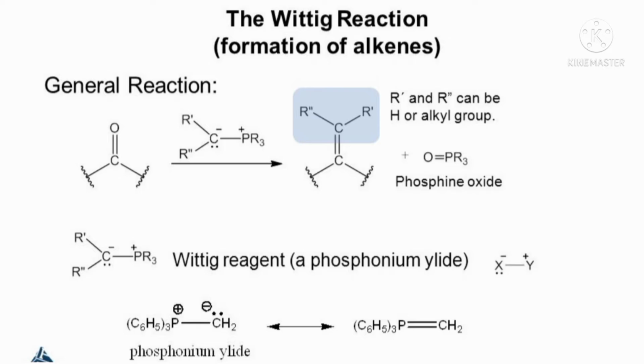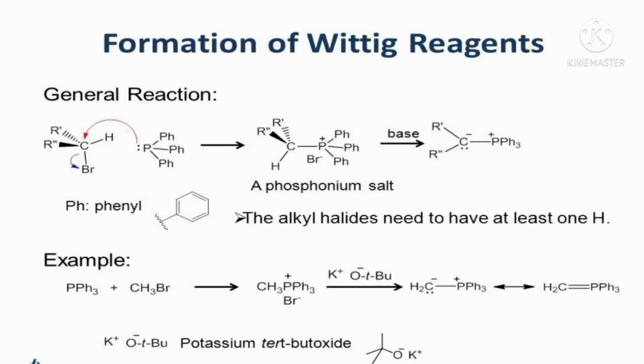Now here, see the general Wittig reaction. An aldehyde or ketone reacts with a phosphorus ylide to give an alkene. The aldehyde or ketone is the reactant, the phosphorus ylide is the reagent, and the alkene is the product. Now let's see how to form a Wittig reagent.